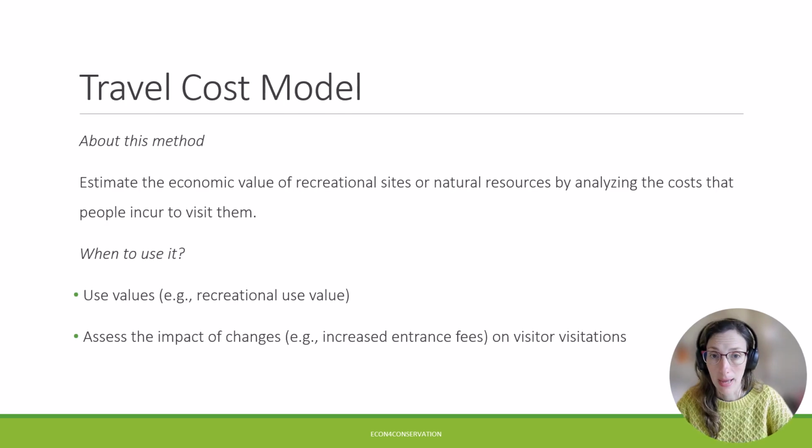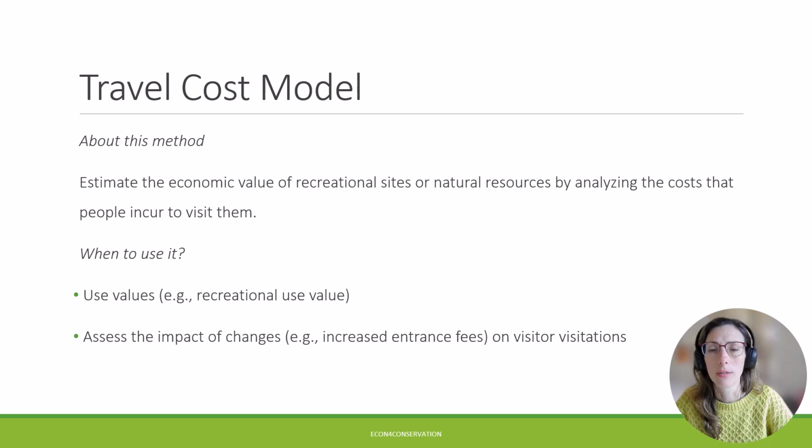The next method is the travel cost method. This method is used in environmental economics to estimate the economic value of recreational sites or natural resources by analyzing the costs that people incur to visit them. The method is based on the idea that the value of a recreational site is reflected in the amount of money and time people are willing to spend to travel there.